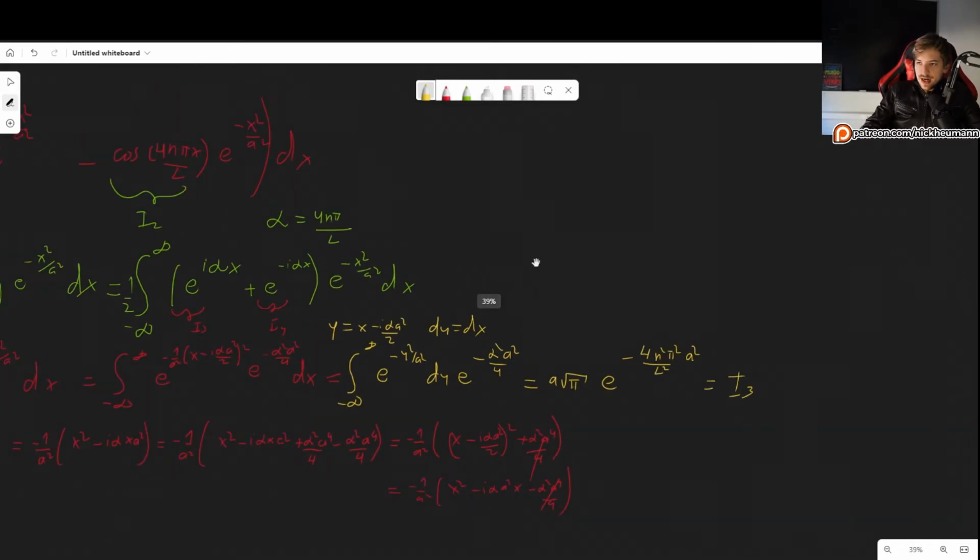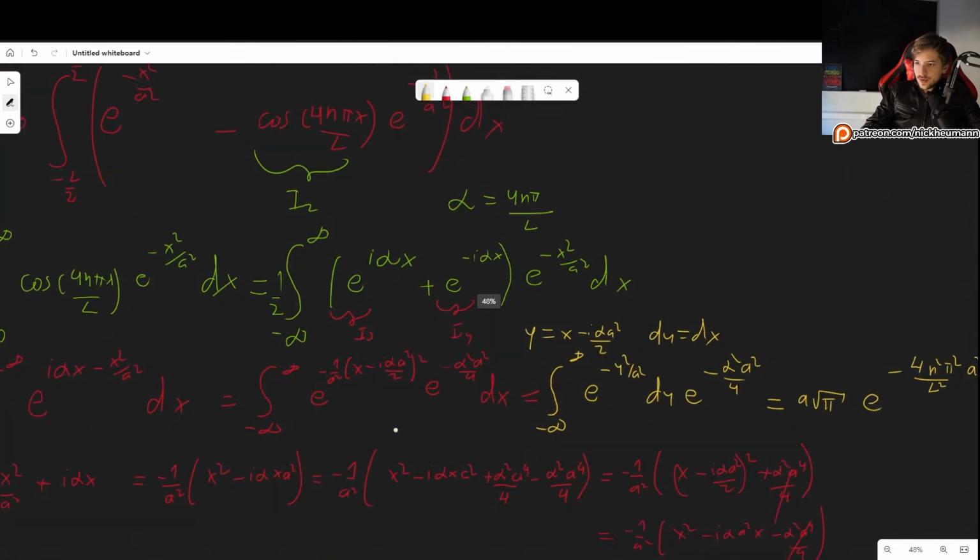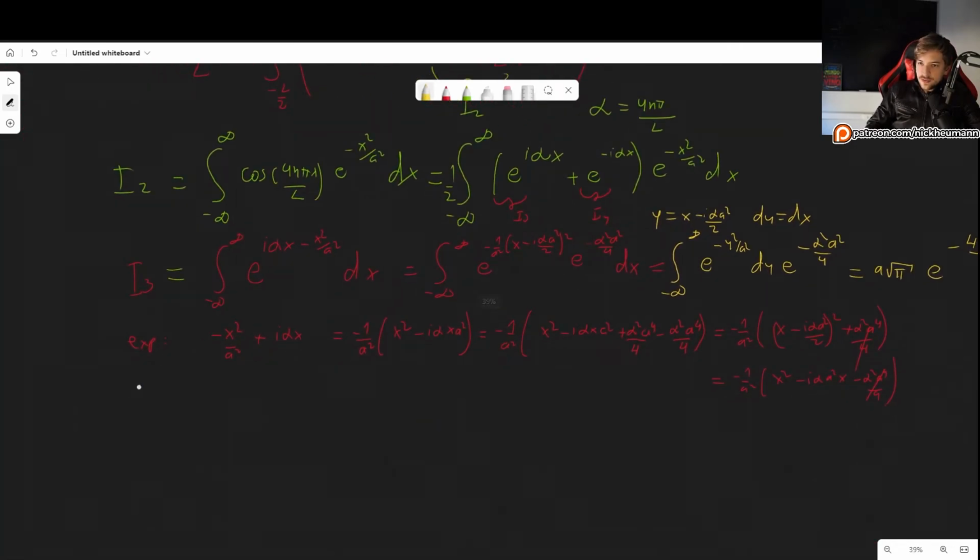Now, what about I4? Well, in the case of I4, let's see. So I4, this is the integral from minus infinity all the way to infinity of e to the minus x squared over a squared, and then we have plus I alpha x. So here I haven't factored out the a squared yet, dx. But notice that this is basically the same as this, with the only difference of this sign in between.